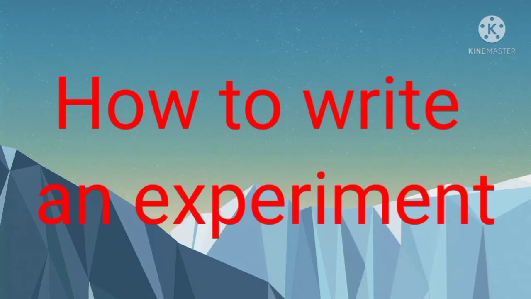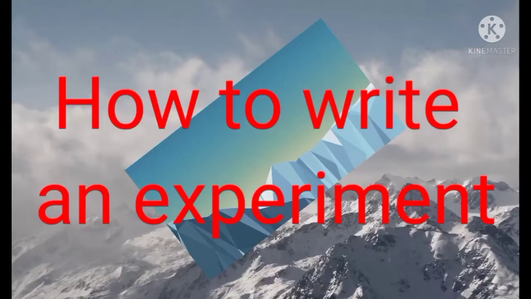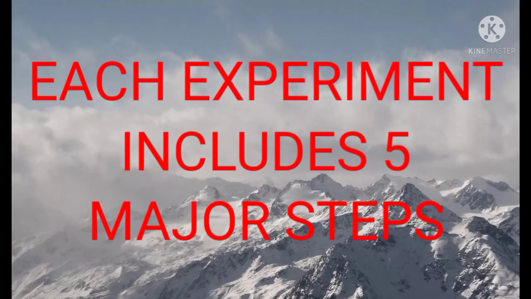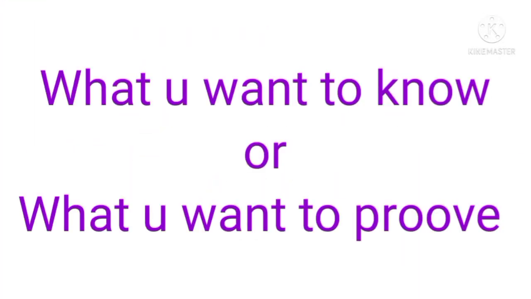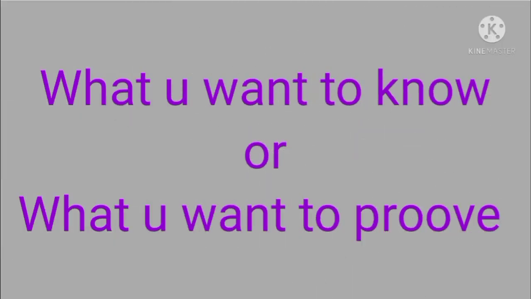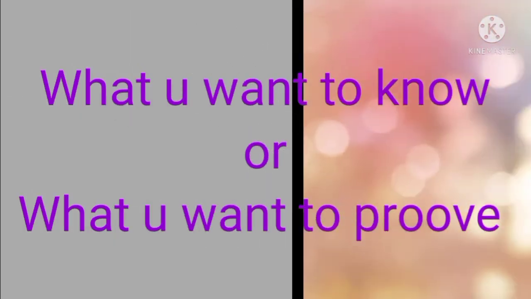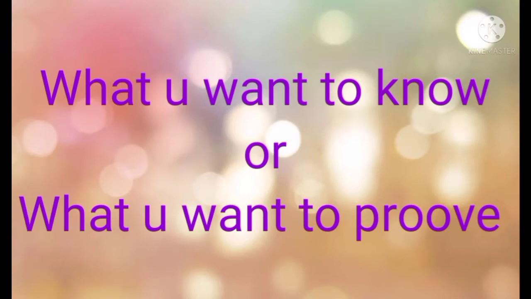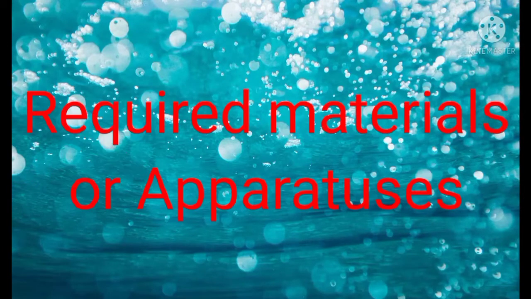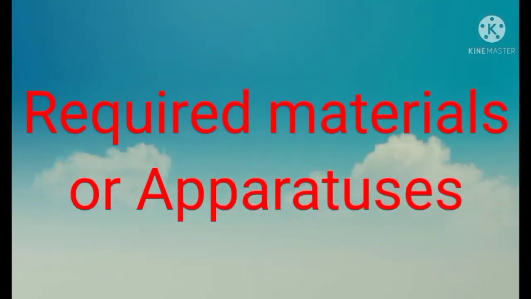Before going to the experiments, I would like to share how to write an experiment. Each experiment includes five major steps. Step 1 is the aim. Aim means what you want to know or prove from the experiment. Step 2, required apparatus or material.